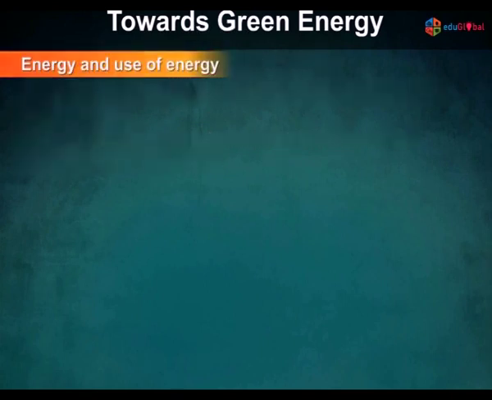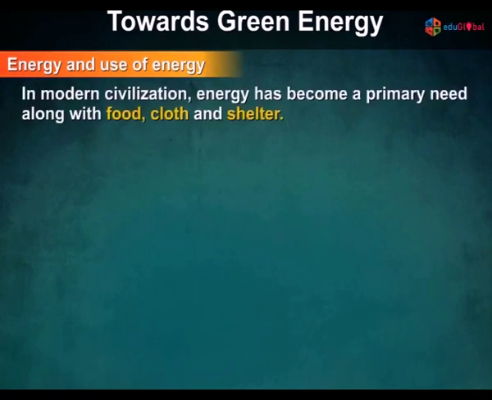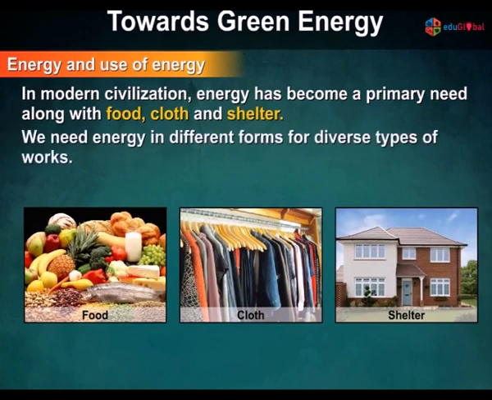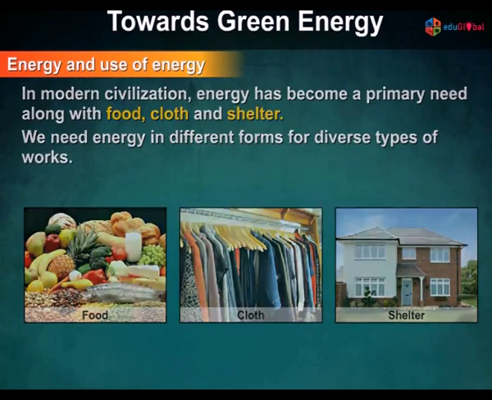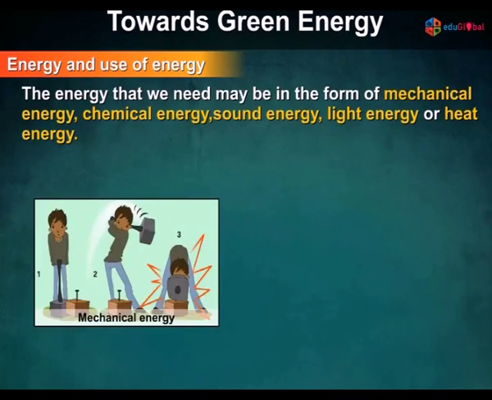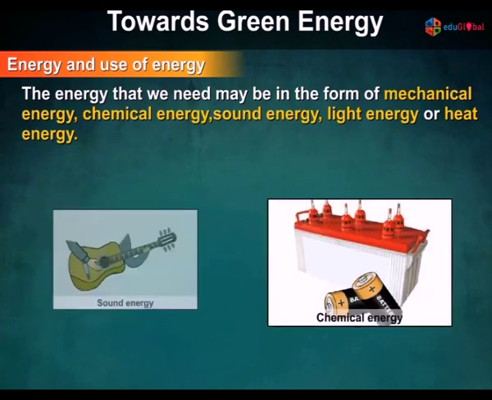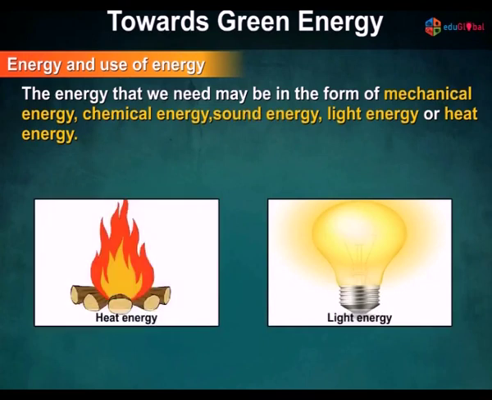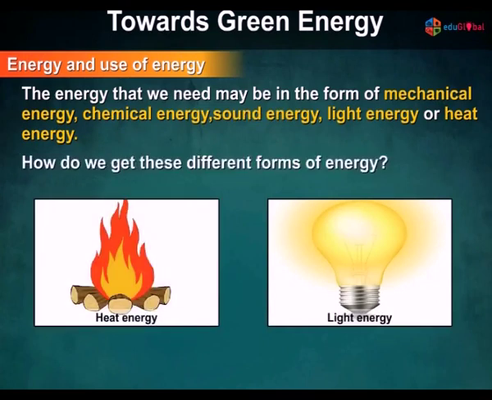Energy and use of energy. In modern civilization, energy has become a primary need along with food, clothes, and shelter. We need energy in different forms for diverse types of works. The energy that we need may be in the form of mechanical energy, chemical energy, sound energy, light energy, or heat energy. How do we get these different forms of energy?